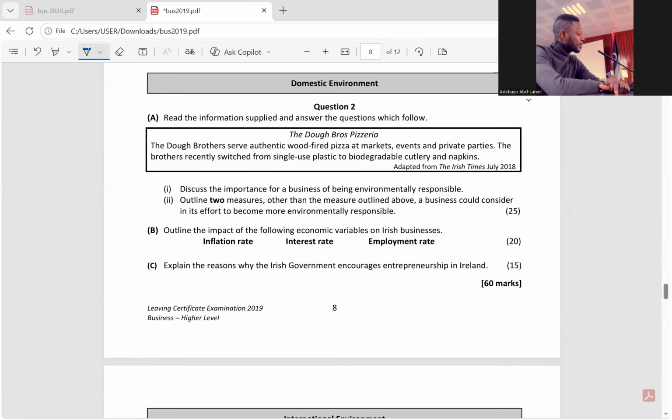When we talk about inflation rate, we can talk about a high inflation rate or a low inflation rate. So here I wrote about high inflation rate. I'm going to talk about both because you might forget about high, then you can choose low. So I'm going to start with high inflation rate.